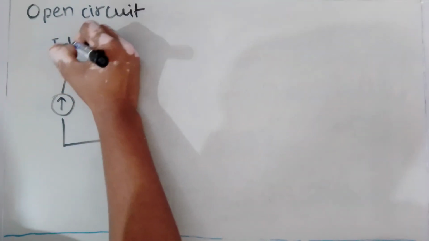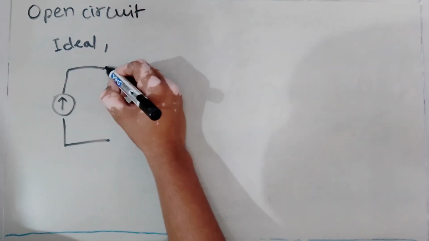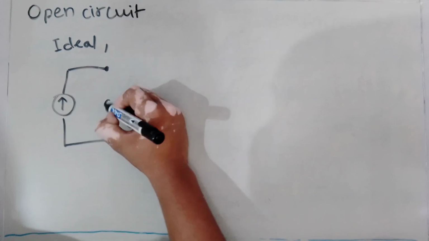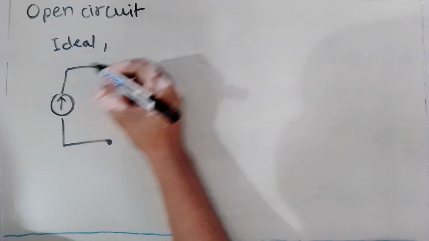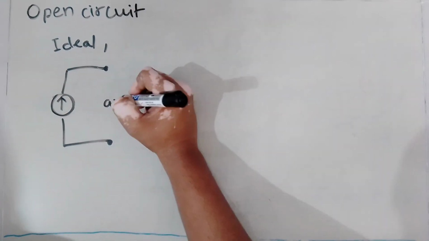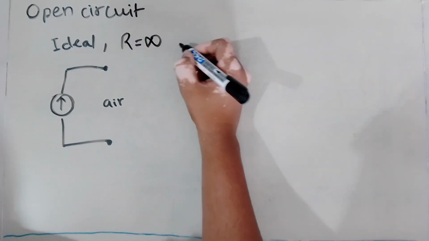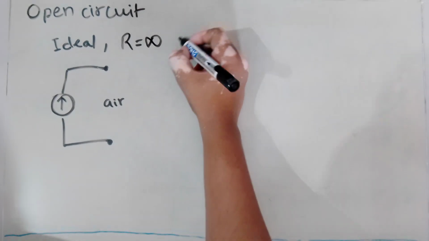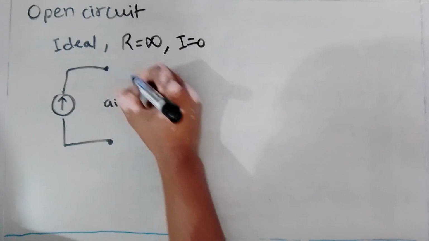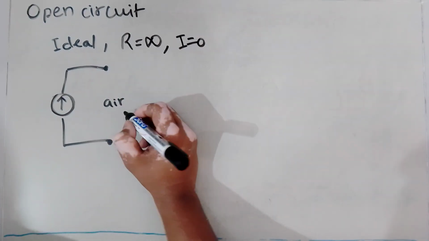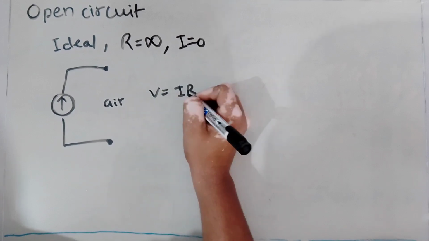So in ideal conditions, we assume that there is air in between this point and this point. And so the voltage difference between these 2 points will be infinite because there is no connection except air between these 2 points. So we will say R is infinite or near to infinite. And since R is too high, I will be equal to 0 because there will be no current flow possible through this. And because of this, we know that V is equal to IR.